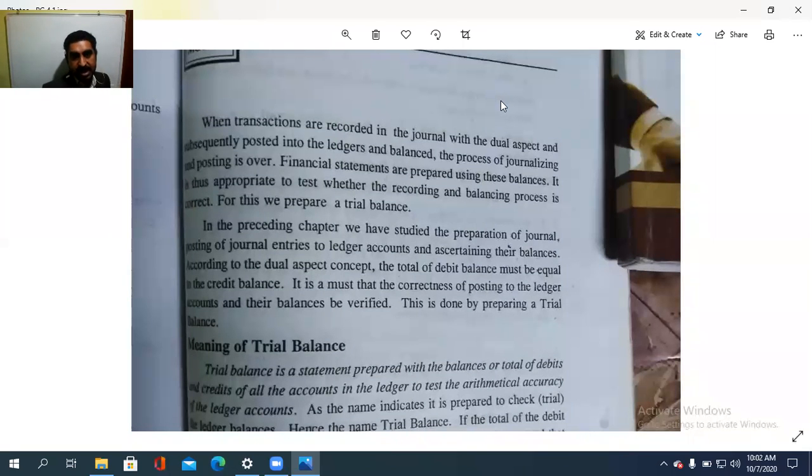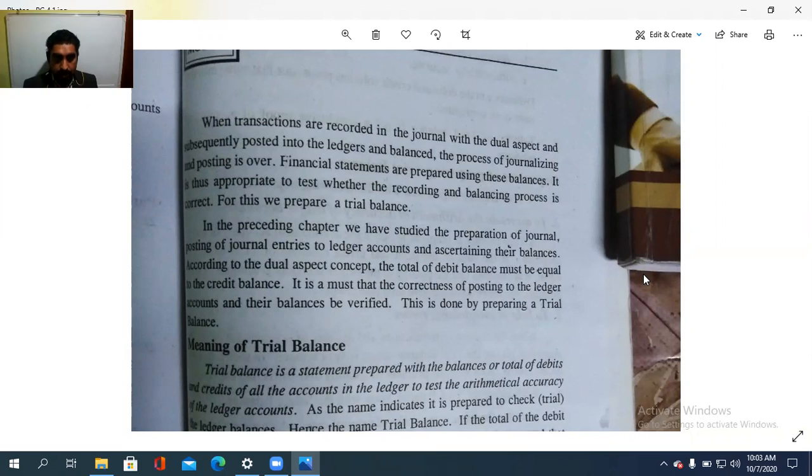That is what is to be remembered. In the preceding chapter, we have studied the preparation of journal, posting of journal entries to ledger account, and ascertaining their balances. According to the dual aspect concept, the total of debit balance must be equal to the credit balance. That is right. If for each balance we have taken, there is an equivalent credit aspect to each debit aspect, then assume that we did it in the correct way after preparing the trial balance.